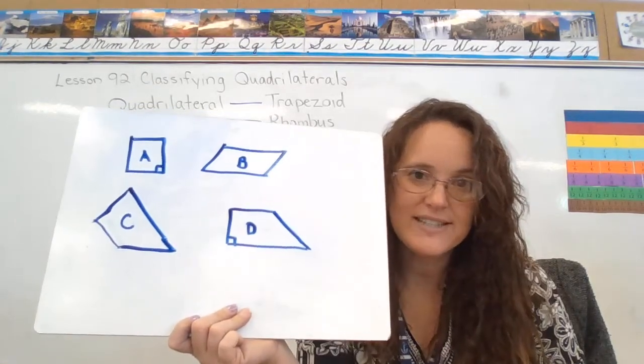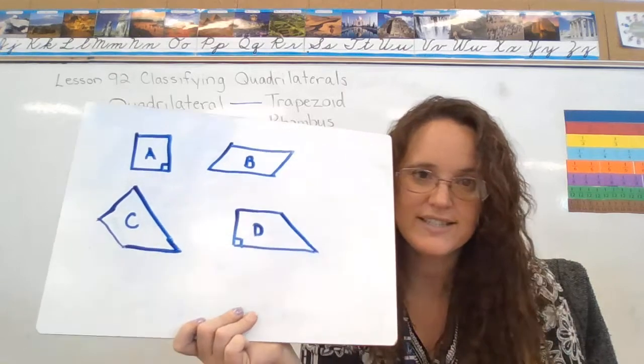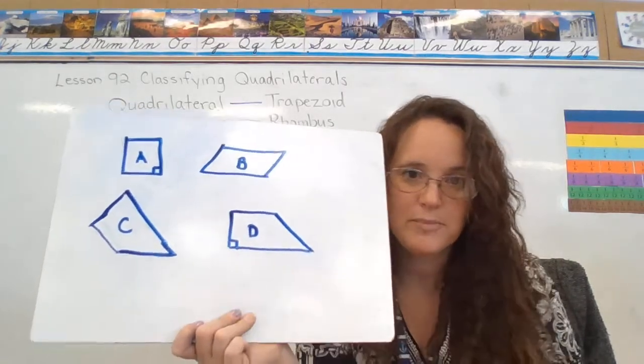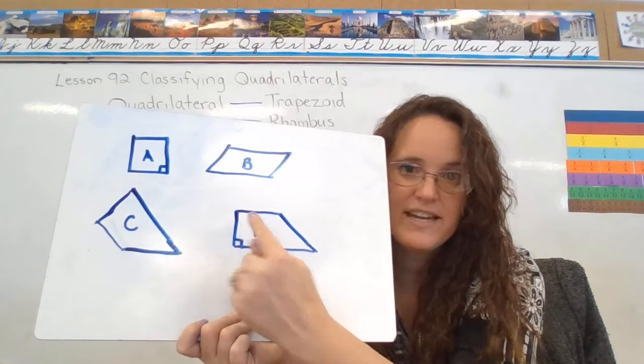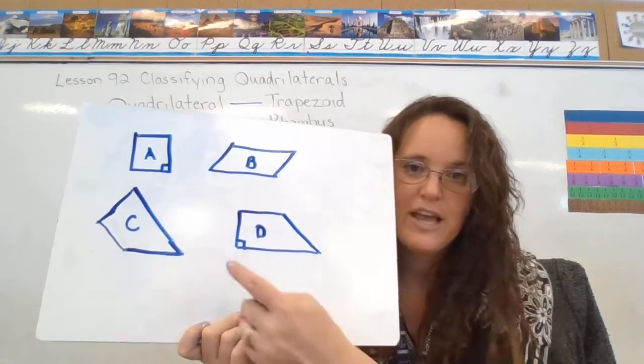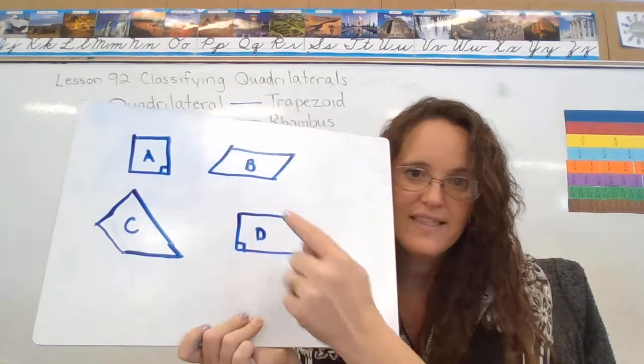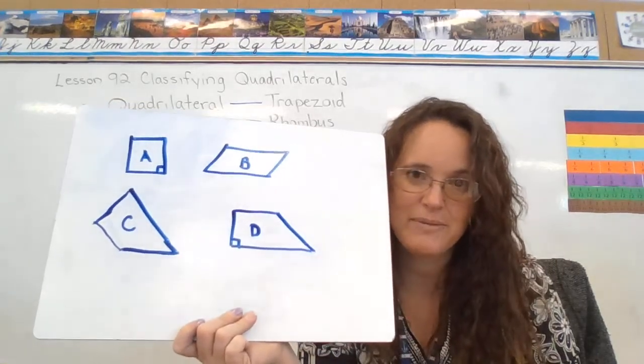D, do we have parallel sides? Yes, we have one set. Do we have perpendicular sides? Yes, right there, and then again up there that I didn't draw the square corner for, but this one shows that they are perpendicular and parallel.